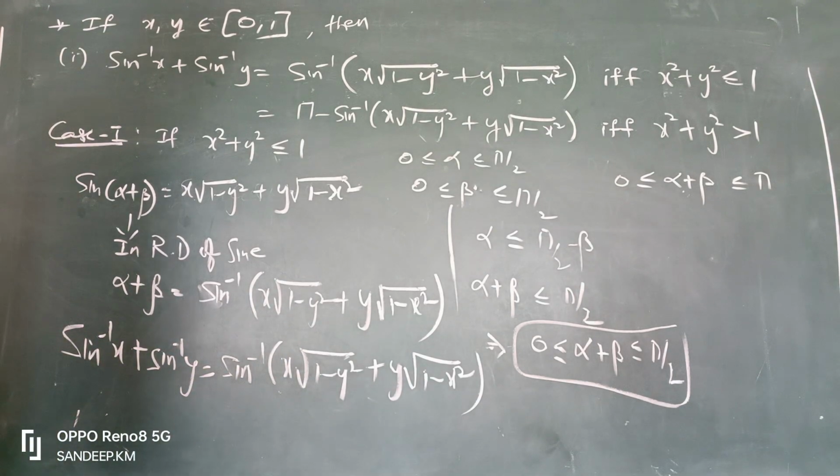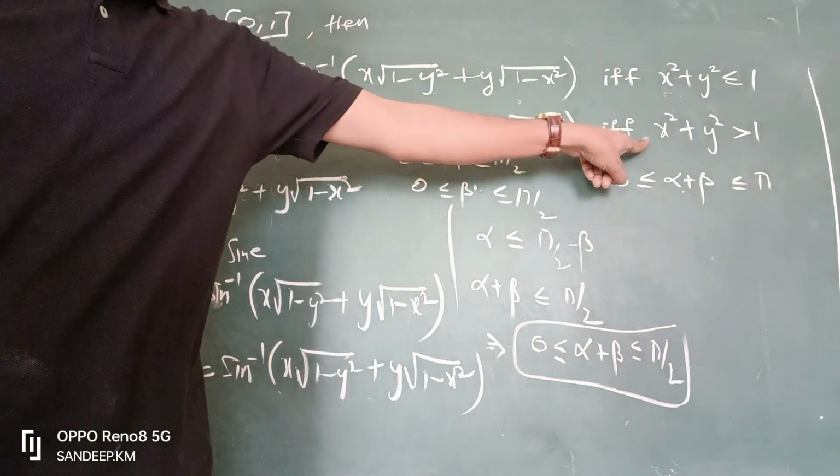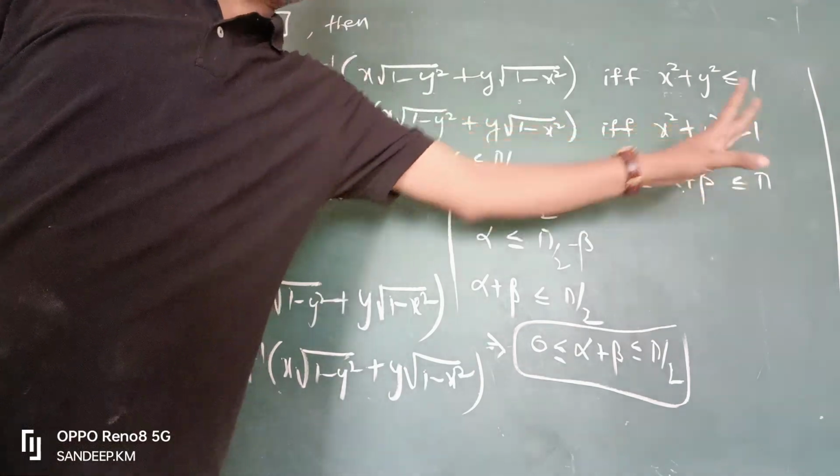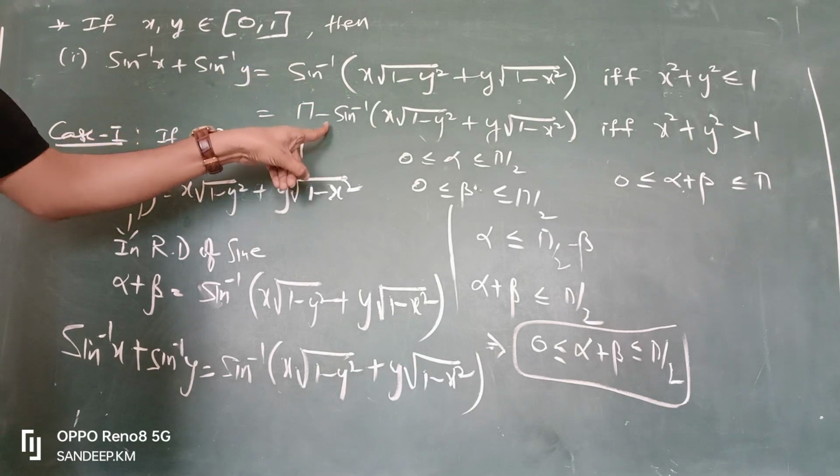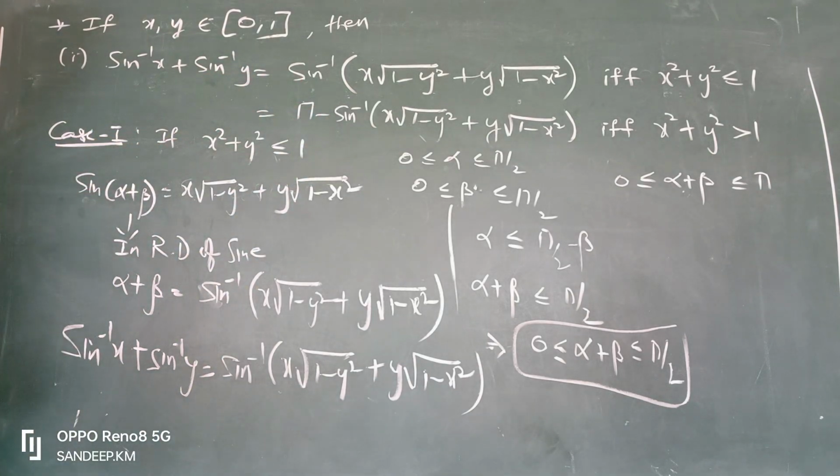And now we are supposed to prove the second case. Case 2, when x square plus y square is greater than 1, we are supposed to prove that sine inverse x plus sine inverse y is this. Okay. Now let us look at case 2.